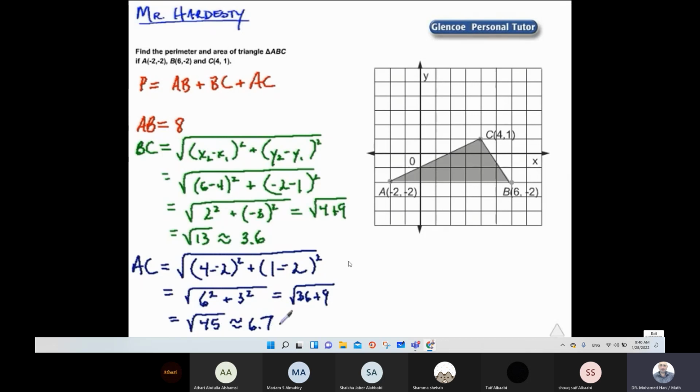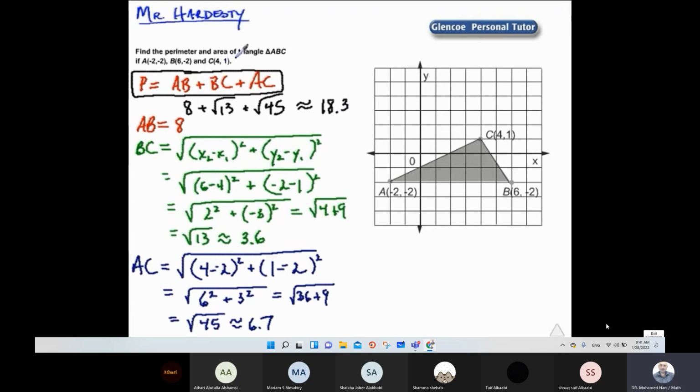So now we can calculate perimeter. That is, consider that the perimeter, the sum of the three sides, we can now express as 8 plus the square root of 13 plus the square root of 45. That would be our sum in radical form. If we substitute our decimal approximations, this sum is approximately equal to 18.3 units.